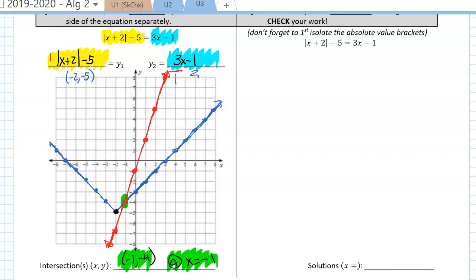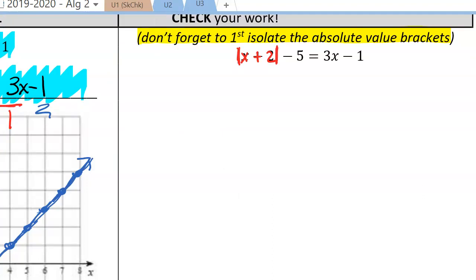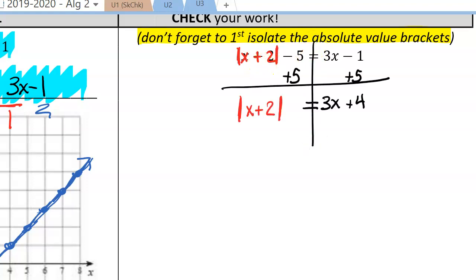So in terms of our algebraic approach, we should in fact only get one solution. Let's go ahead and take a look at that. Starting first, we want to not forget to isolate the absolute value bars. So drawing a line down the center of our equation, we're going to get the absolute value bars by themselves. We get the absolute value of x plus 2 is equal to 3x plus 4.